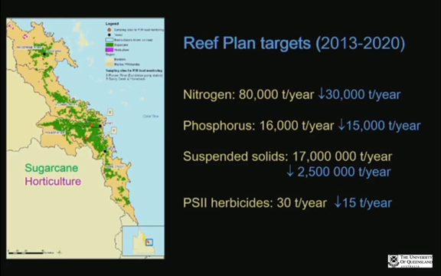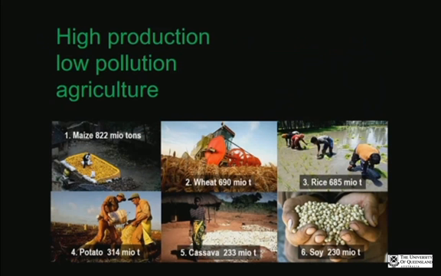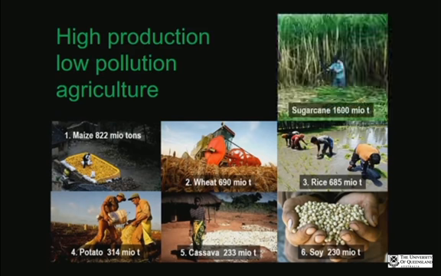And I'm going to talk a little bit now about what can be done in order to address this monster problem. Because we have 2,000 kilometers of coastal catchment in Queensland, so that's a large area. Definitely not a point source, definitely over a large area. So what we need is high production, low pollution agriculture. And here are just the 6 top crops in the world, from maize to soybean. But the one I want to talk about is sugarcane.